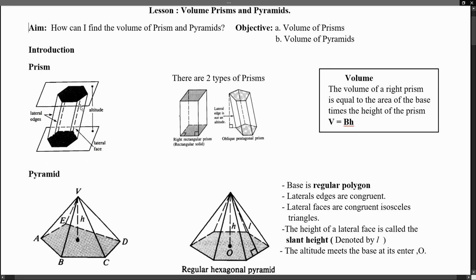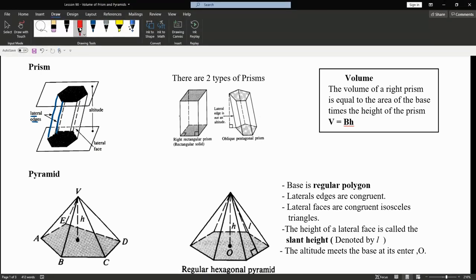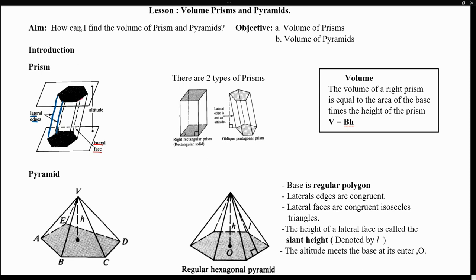So any prism is a figure where the upper section is equivalent to the bottom section, and we're going to refer to the lateral edges as just the sides that actually connect the bottom and the upper. And the lateral faces are the actual sides of this prism.